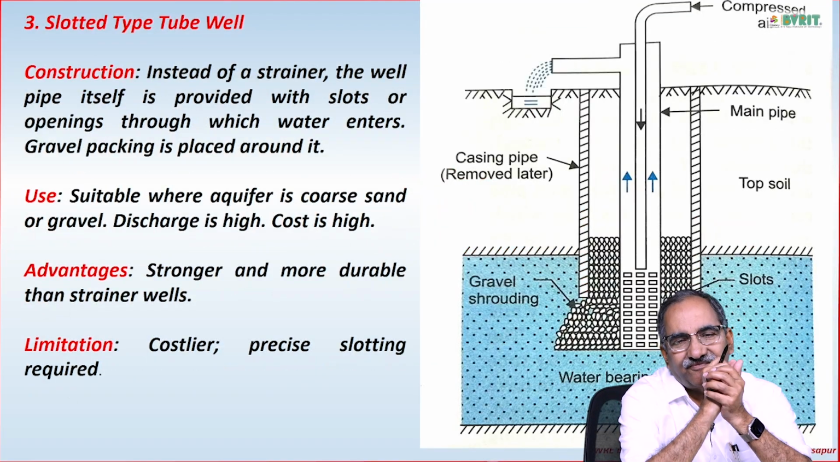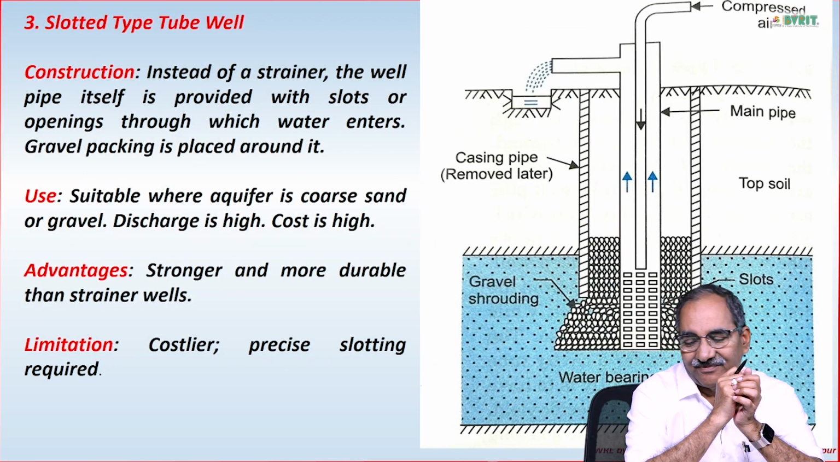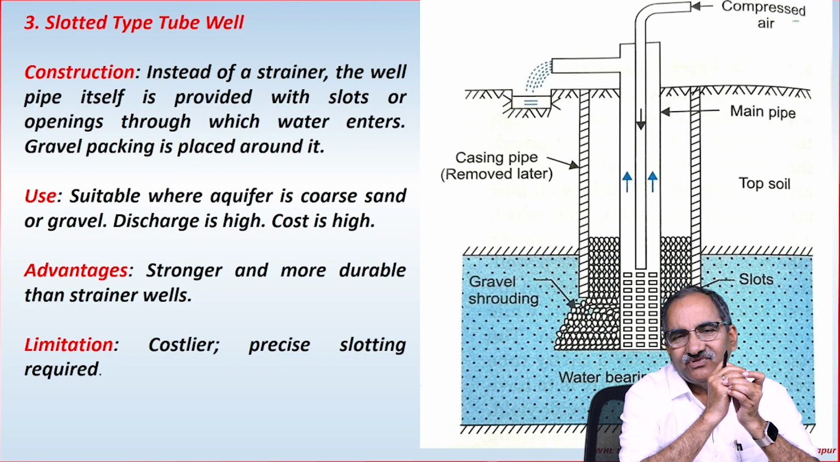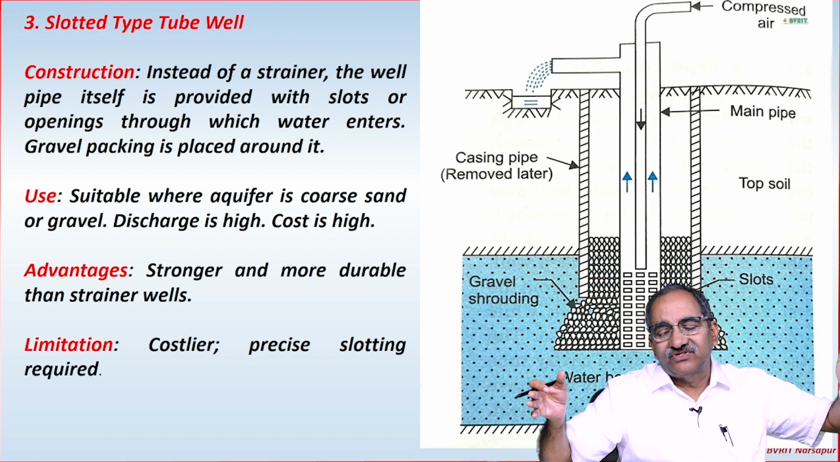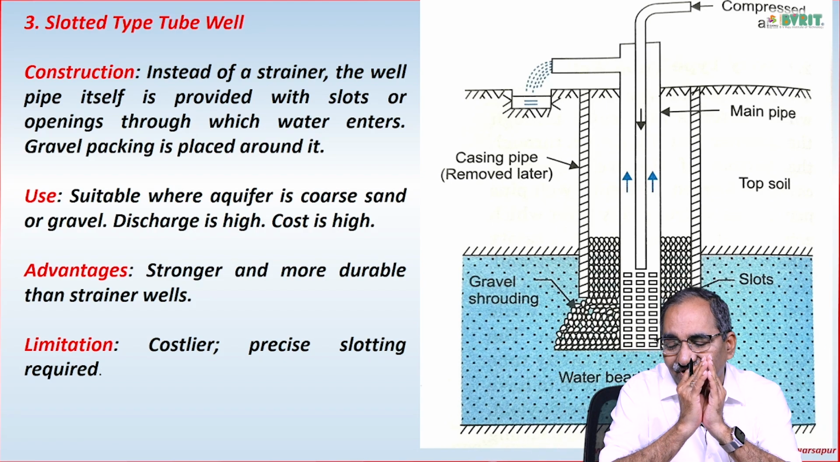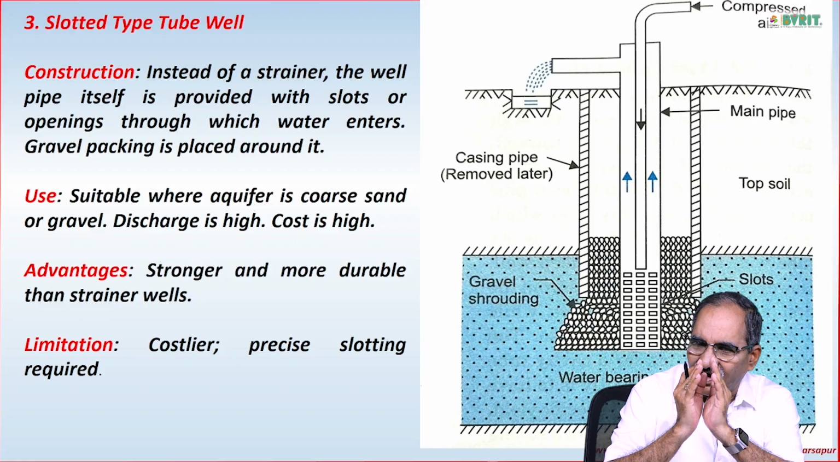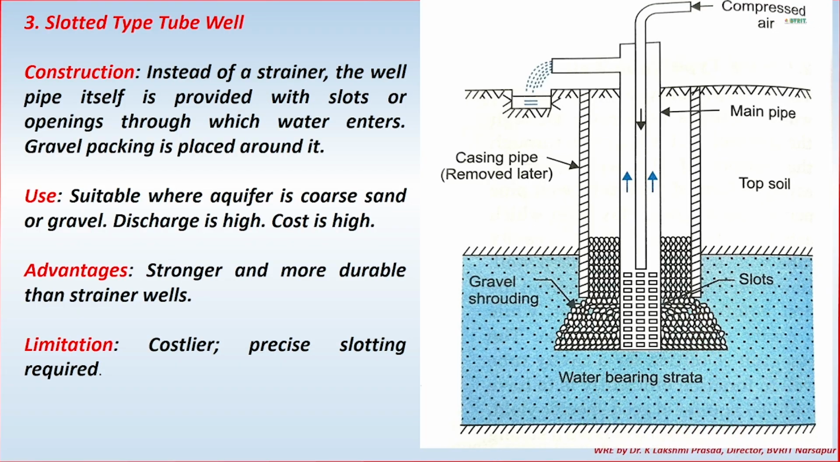And the third type of tube well is the slotted type tube well. In the slotted type tube well, we have a casing outside, and in the middle we have our regular bore well, the third thing.